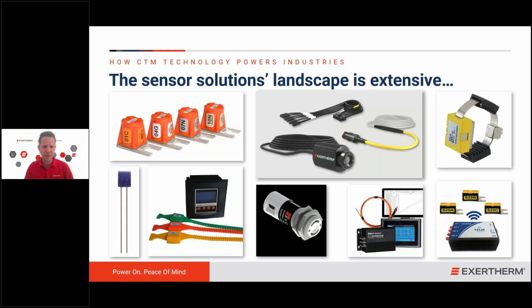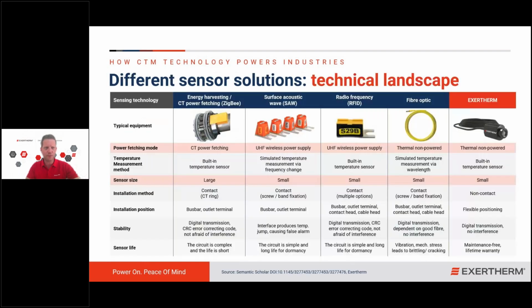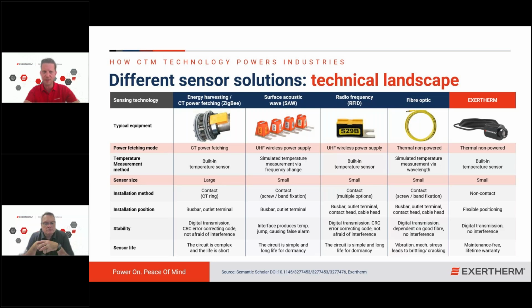And just to select a couple of sensor solutions for catching hotspots, as an example, there's many differences on many levels. For example, in terms of their power fetching mode, or the way that they receive or take power. There's, for example, inductive energy harvesting technologies, or ultra high frequency wireless power supply tappings of sensors. There's thermal non-powered sensors as well.